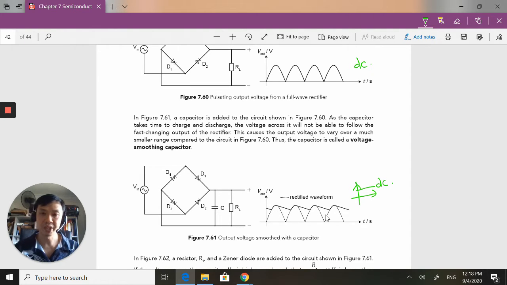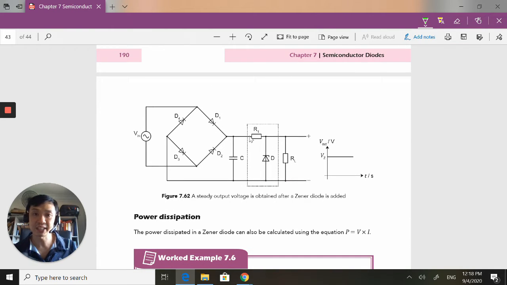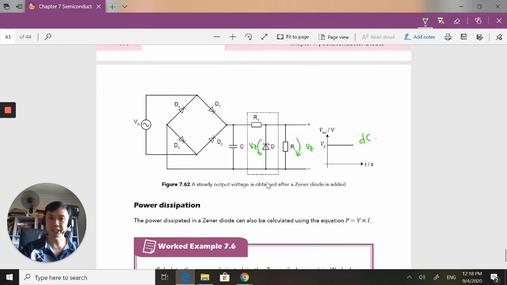but it's still kind of choppy. One way we can solve this is to put a zener resistor combination here. If this voltage is going to be greater than my VZ, I know this is going to be held at VZ. And if this is held at VZ, therefore the voltage across the load is going to be held at VZ. So I get a very nice DC signal here just by putting in my zener diode. Interesting how a zener diode can be used.